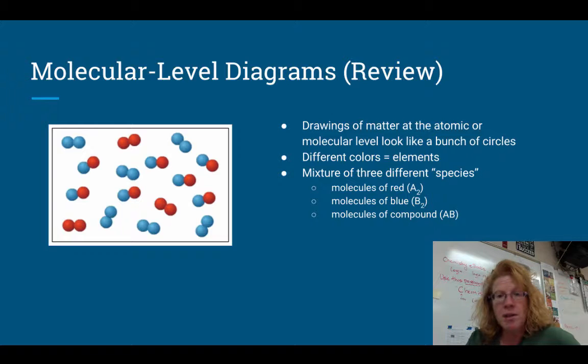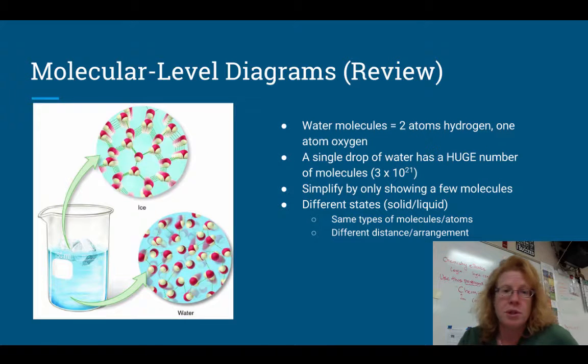We've got some molecules of the red element, and they're all diatomic, so they're A2s, where two red circles are stuck together. We've got some molecules of the blue element, which is also diatomic like that. And then mixed in there you can also see some molecules of the compound AB, where a red circle and a blue circle are stuck together. So this picture is a molecular level diagram of a mixture of a compound and two elements. There you have it, to review your terms.